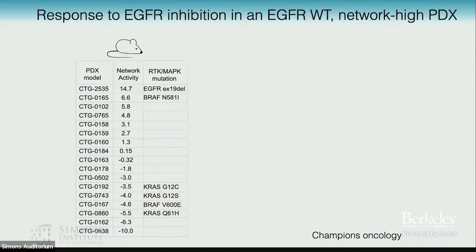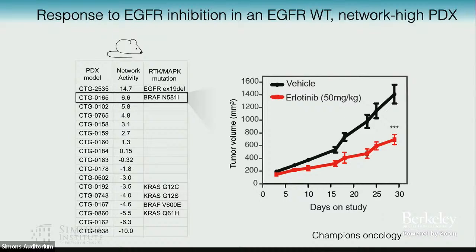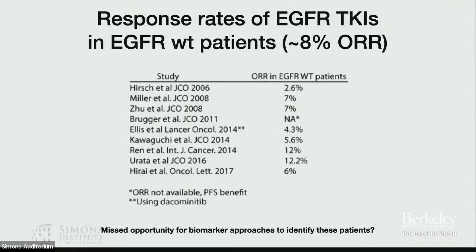But the second highest one here has a BRAF class 3 mutation, exactly as our model would predict. So we took this particular tumor model and grew it in a mouse, and we could see that erlotinib had an effect on tumor growth in this setting as well. So we think this is a potential way to identify tumors that have hyperactivation of a targetable tyrosine kinase but are not really amenable to detection through standard next-gen sequencing approaches.